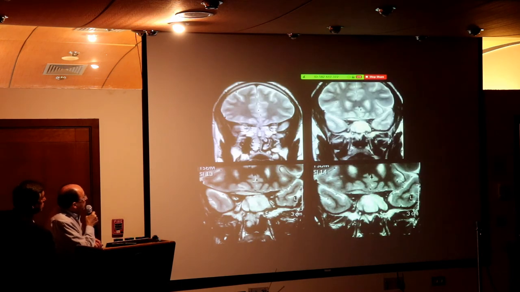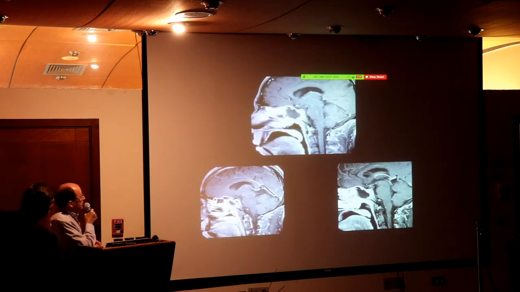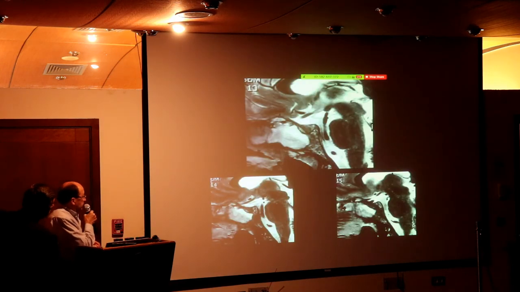Next one. Edema, fluid. The same findings. This is sagittal T1 weighted with IV contrast. The most important thing is the ring enhancing lesion with a gas bubble here, which indicates an abscess in the right frontal lobe. Next one.